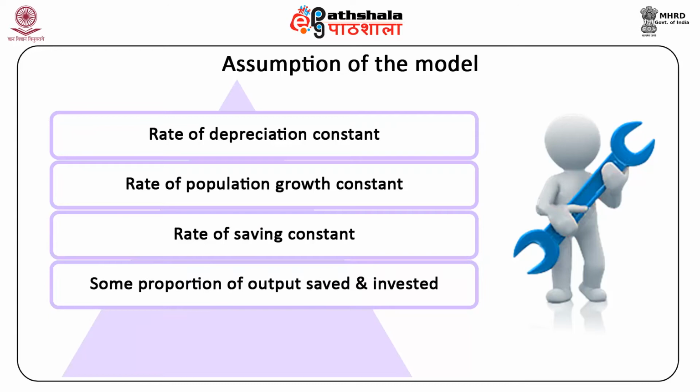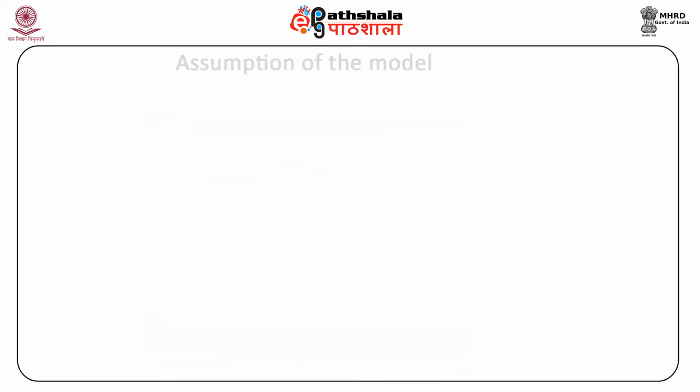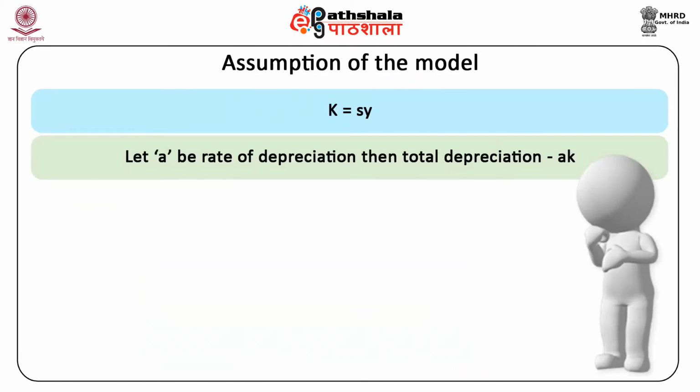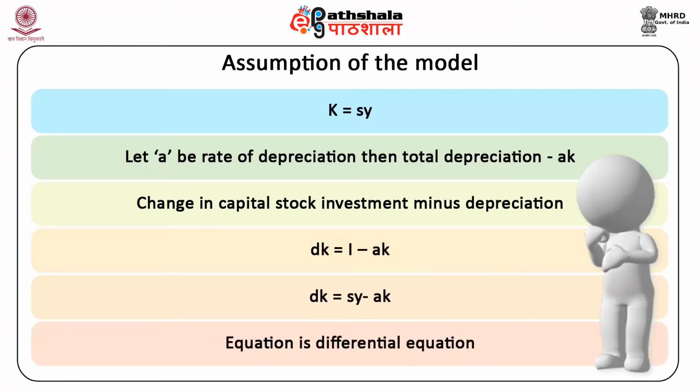According to this model, some proportion of output is saved and invested, and the capital stock of an economy depends upon the rate of savings, that is s. I = sy. Let a be the rate of depreciation, then total depreciation will be aK. Change in capital stock is investment minus depreciation. That is dk = I minus aK, and dk = sy minus aK. This equation is a differential equation.